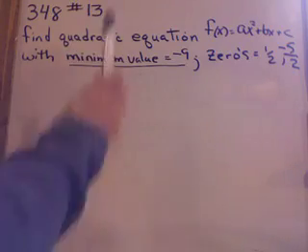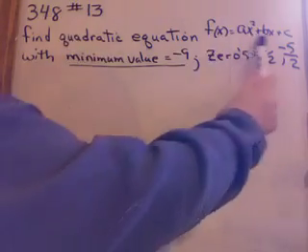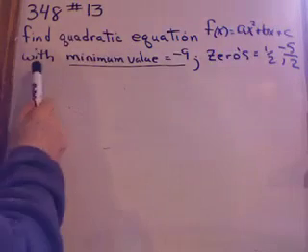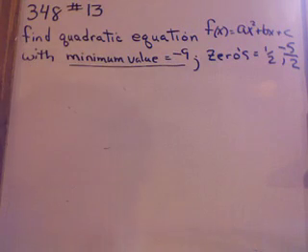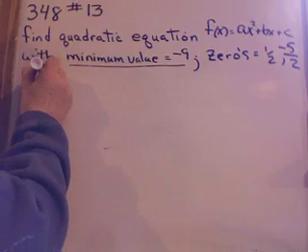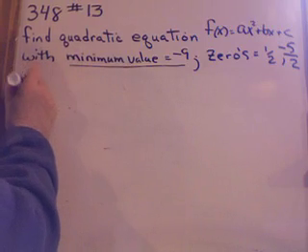Okay, so you have to find a quadratic equation of this form given the information. The minimum value is negative 9 and the zeros are half and negative 5 halves. So taking the first clue, the minimum value, I know that that goes in the vertex.